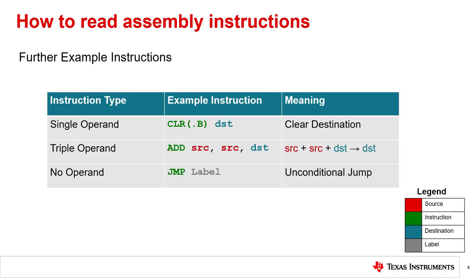Here are some further example instructions. The single operand instruction includes the instruction and a single destination operand. The triple operand instruction will contain two source operands and a single destination operand. The no operand instruction will contain just the instruction and will sometimes contain a label. This label tells the program counter where to go for further instructions.